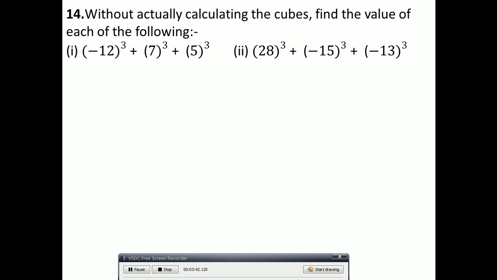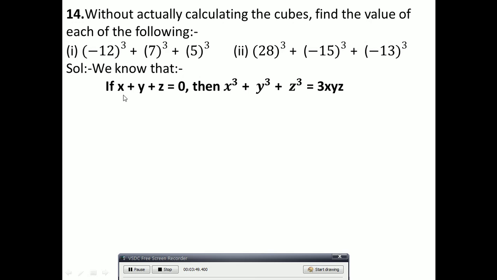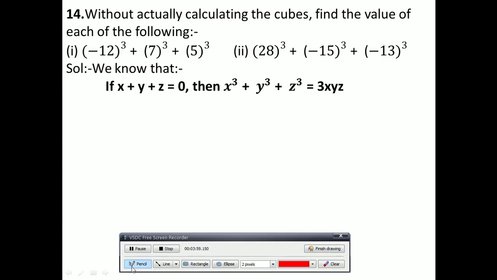Students, we just did this in question number 13. What was it? If x plus y plus z equal to 0, then x cube plus y cube plus z cube will be equal to 3xyz. You can ask me where this identity will be used. If our question is in the form x cube plus y cube plus z cube, then we will use this identity.